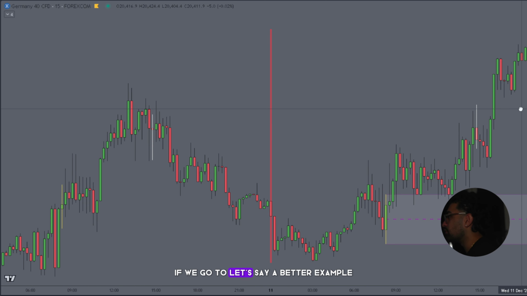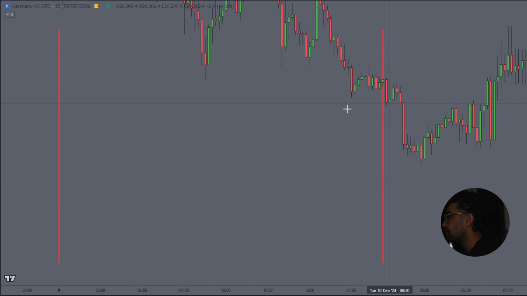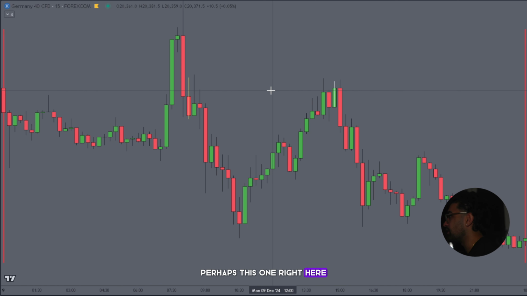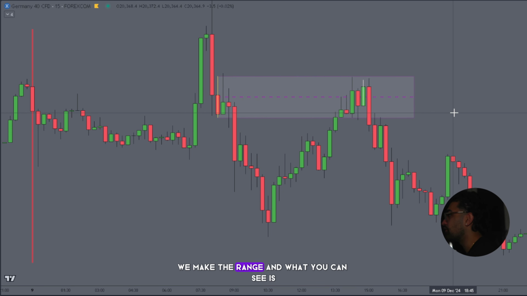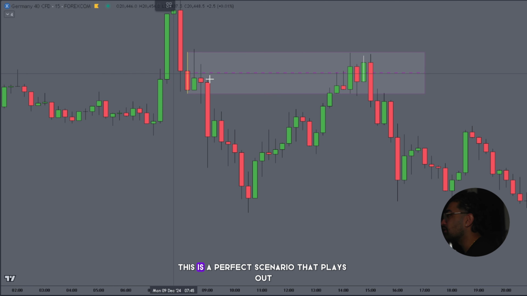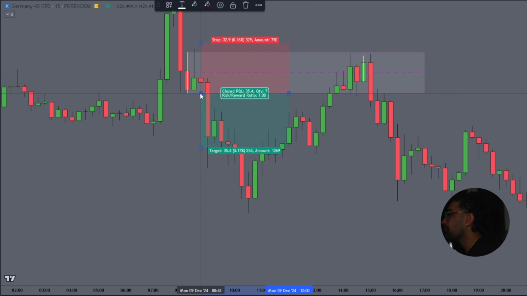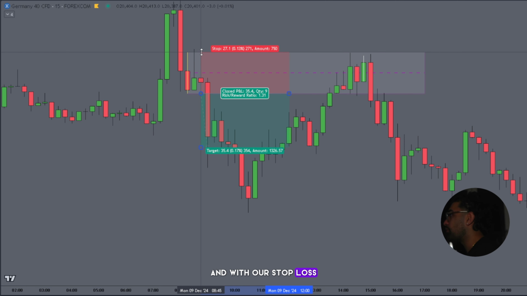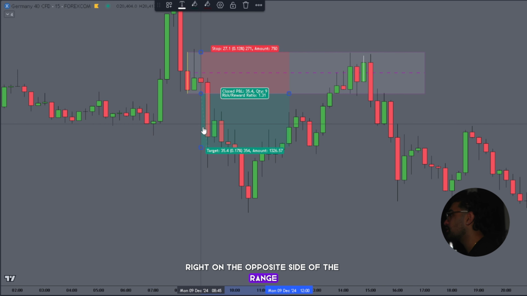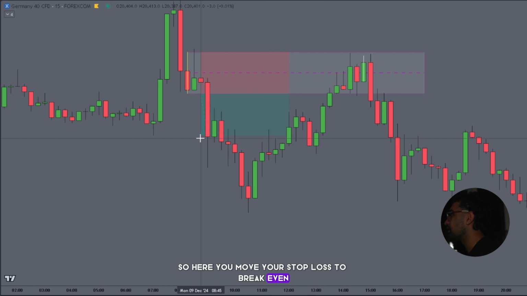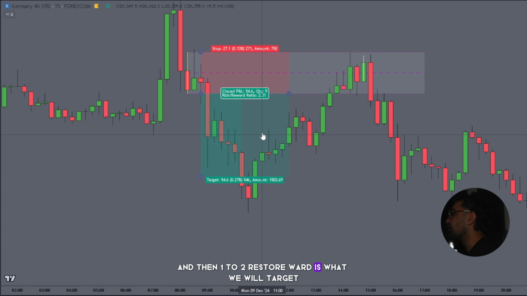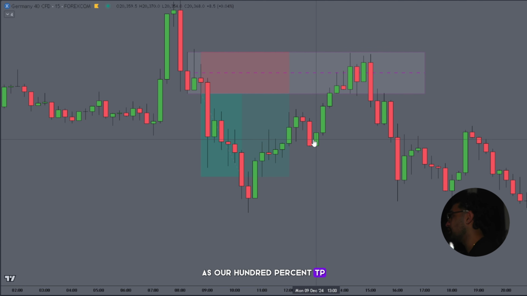If we go to, let's say, a better example, perhaps this one right here. This yellow one right here is 8:15 London time. We make the range, and what you can see is this is a perfect scenario that plays out. We enter right here because we got our first break to the top side, which means we will enter on the other side. With our stop loss right on the opposite side of the range, we will break even at 1-to-1 risk to reward. So here you move your stop loss to break even, and then 1-to-2 risk to reward is what we will target as our 100% TP.